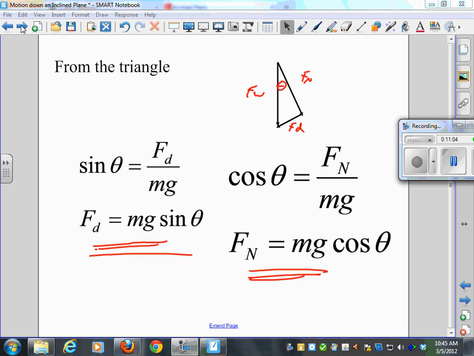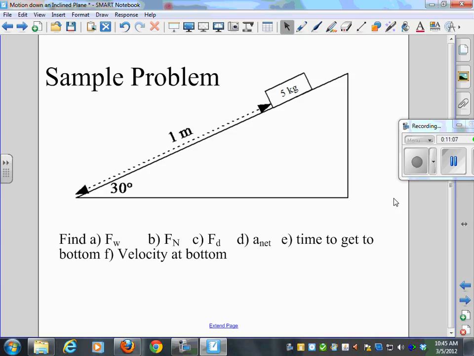Okay, so let's try out these new formulas. Let's take them for a bit of a test drive. We're going to put a 5 kilogram box on a 30-degree ramp. We're going to put it 1 meter up the ramp. And I want you to find Fw, Fn, Fd, a net, time to get to the bottom, and the velocity at the bottom. Lots of things to find. This isn't up in the sample, right? No. This is sample number 1.